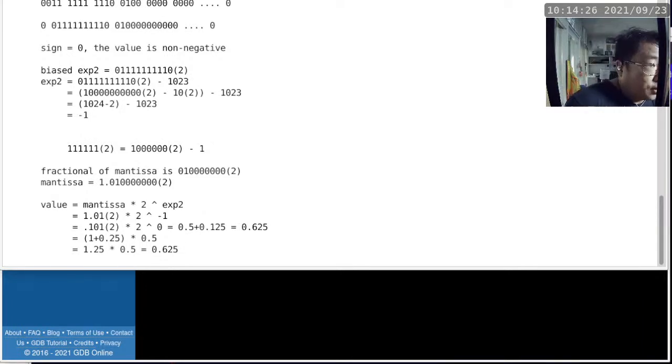All right. So basically, you did 1022 plus 2 minus 2. Not really sure what you mean by plus 2 minus 2. The 1022 is 1024 minus 2, and then we have to subtract 1023 from it.